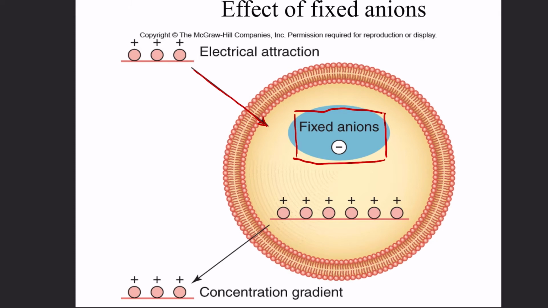But the concentration gradient of cations is going to be high, and the concentration gradient is going to push these cations out, from higher to lower concentration. So there are two mechanisms that are going to impact where these molecules are going to lie: the electrical attraction, which these anions are going to impact, and then the concentration gradient. So there are two separate things that are going to impact this.